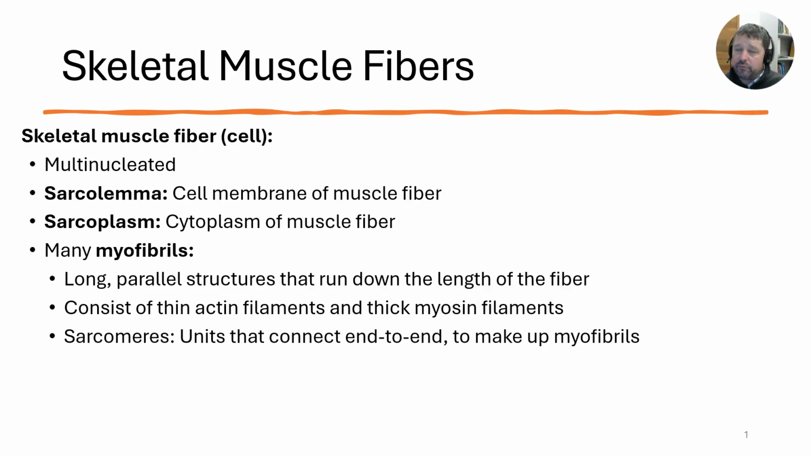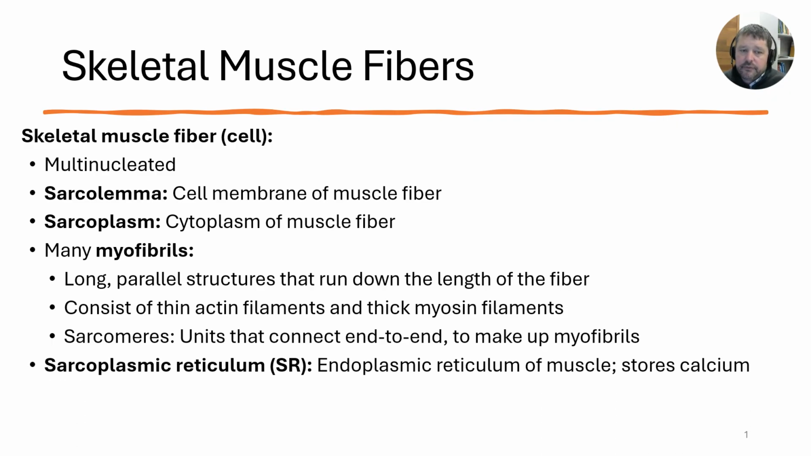You have a thin one, which is associated with the protein actin, and then you have a thick one, which is associated with the protein myosin. We'll look at how these work. But together, they're connected end to end, and we call that a sarcomere. The combination of actin and myosin filaments that are associated with each other makes up that sarcomere. And we'll look at this shortly.